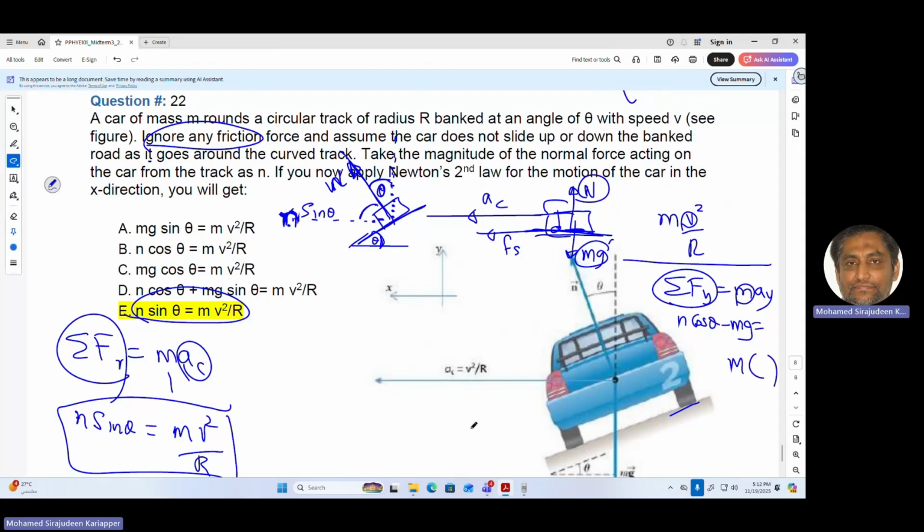Now we are going to assume the car, although it is on a banked road, is not going up and down. It is only describing a horizontal circle. So there is no vertical motion for the car, right? If there is no vertical motion, the acceleration vertically is 0. So the equation in the y direction is this, okay? So what about N now? If someone asks you to find N, it is equal to mg divided by cosine theta.